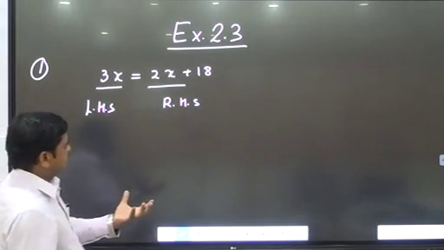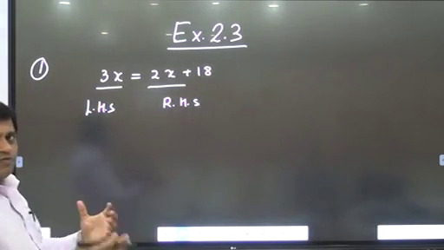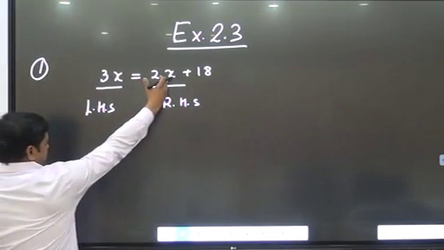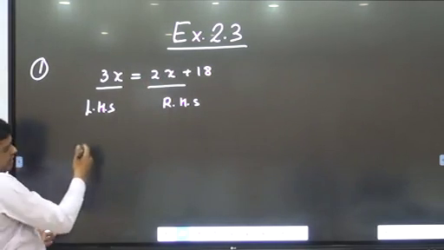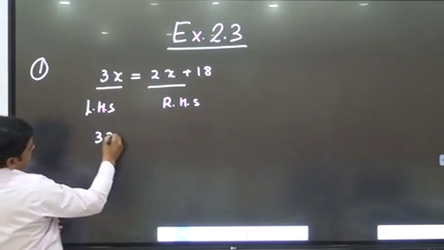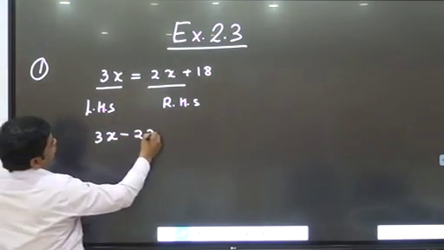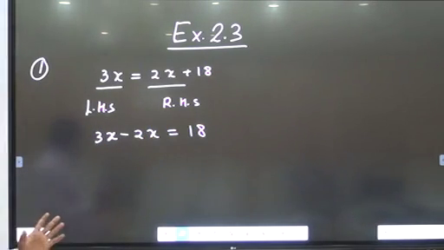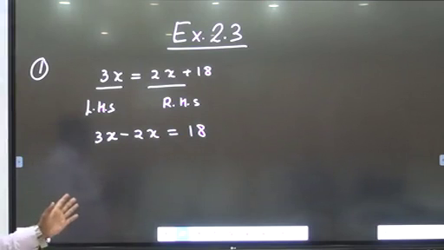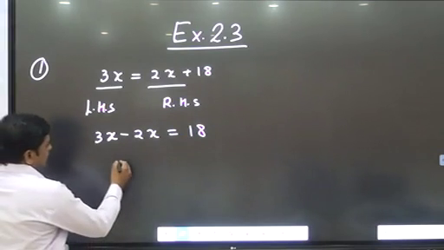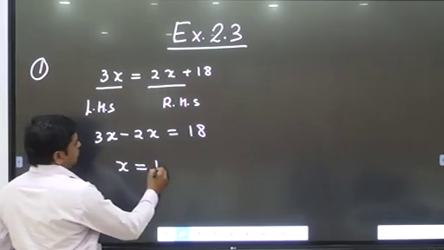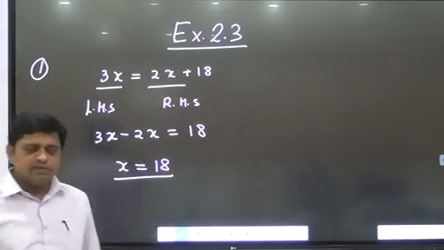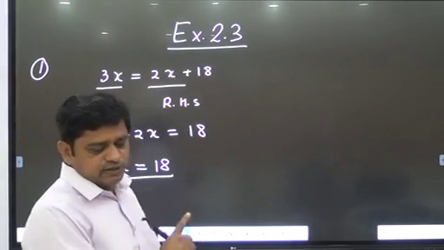So first of all we collect the variables on one side. So 3x and 2x here, when we transfer 2x to the left hand side, we get 3x minus 2x equal to 80. It is easy for us. So when we subtract 2x from 3x, what do we get? We get x is equal to 80. This is the answer, means the value of x for this equation.